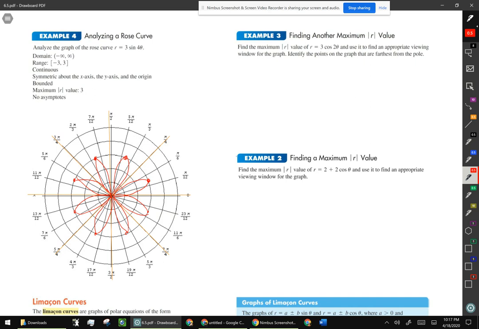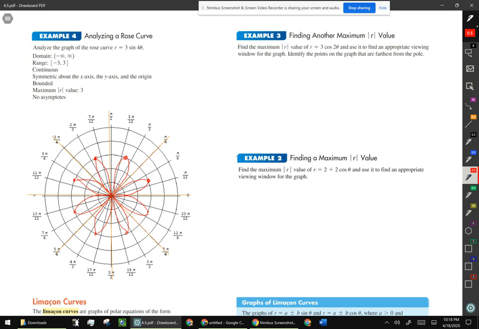It is continuous, because as you can see, when I drew those petals, I could continuously draw them without lifting my pen. It is symmetric over x, y, and the origin, because again, it's an even frequency rose curve. If it was odd, then because it's sine, you would say that it's only symmetrical over the y-axis. It is bounded because it's limited to a radius of 3 or -3. It doesn't go beyond those.